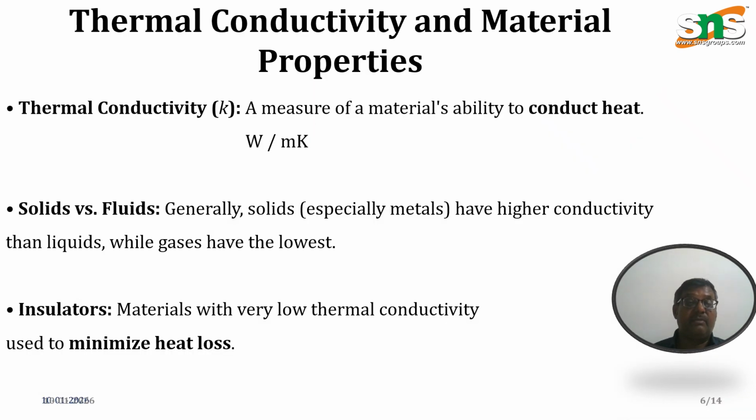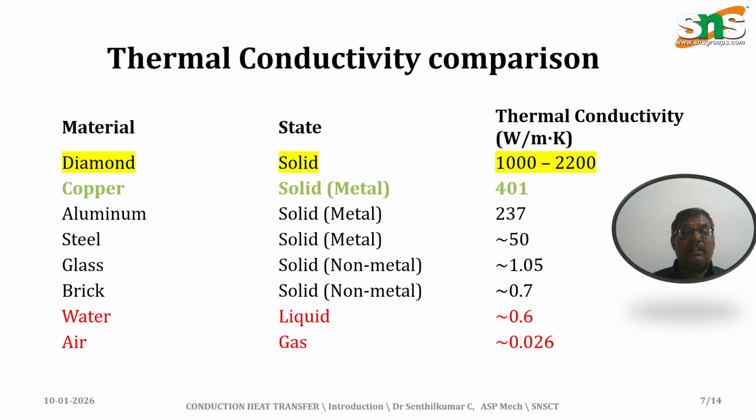Coming to the thermal conductivity as a material property, it is a measure of a material's ability to conduct heat, denoted in the unit watts per meter Kelvin. Solids generally have higher conductivity than fluids, as we saw in the previous slide. An insulator has lower thermal conductivity due to fewer holes and free electrons. Let me see high thermal conductive materials: diamond, as we said, and copper also.